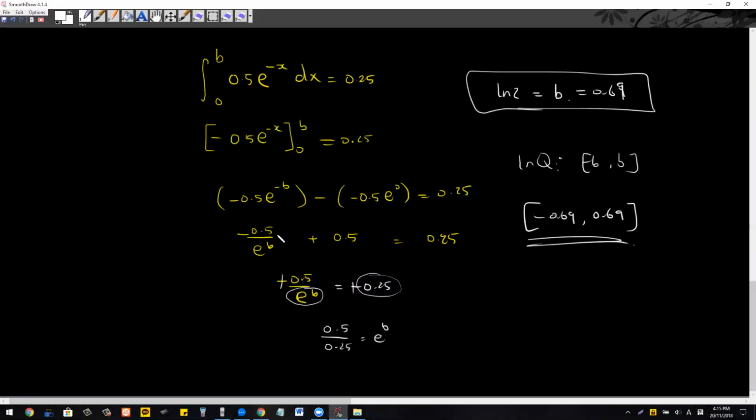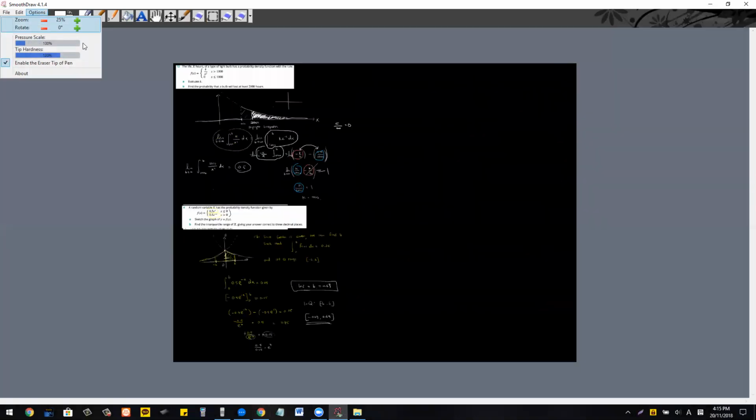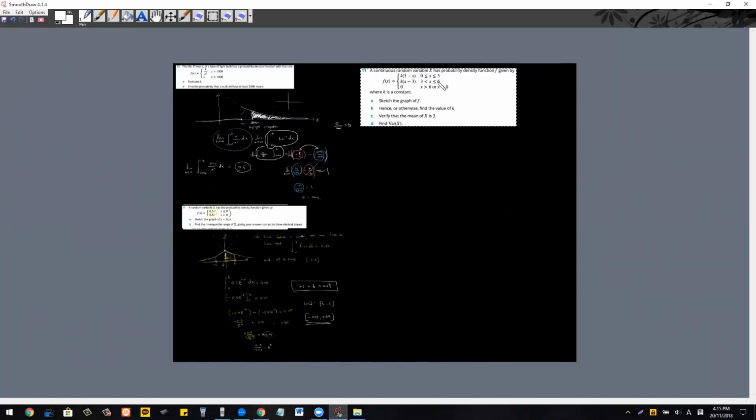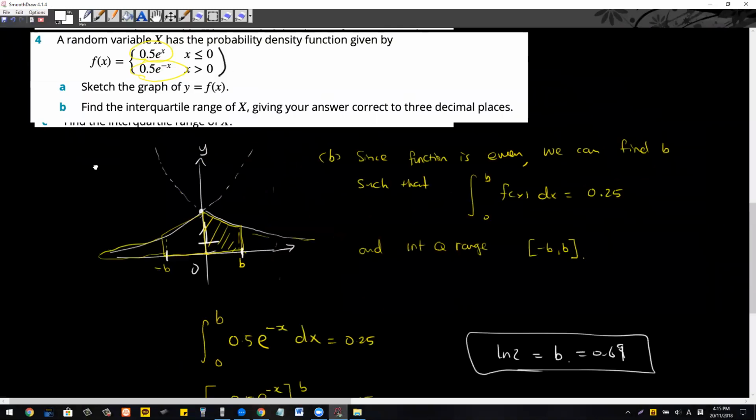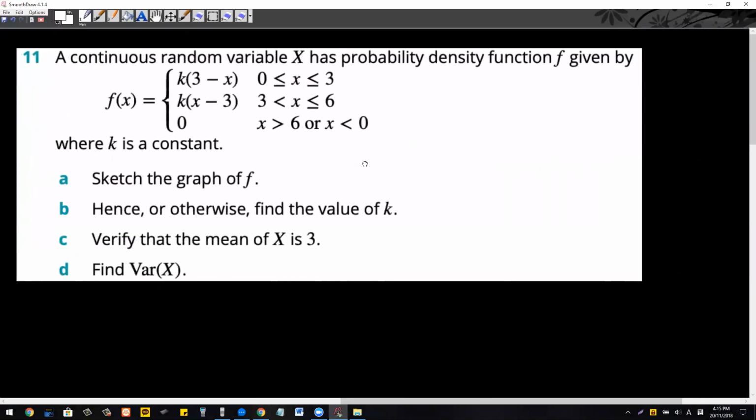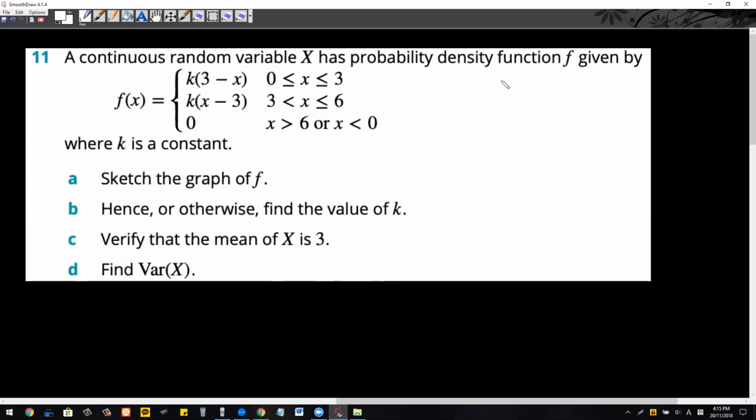So it is a continuous random variable again. This continuous random variable has this probability density function on 0 to 3 and 3 to 6. That's a straight line, that's another straight line. Sketch this graph. K is a constant. So it is only defined from 0 to 3 and 3 to 6. And let's have a look at this graph here.